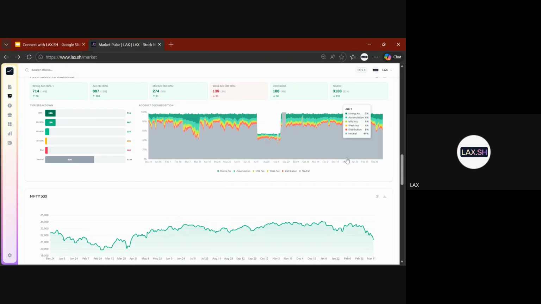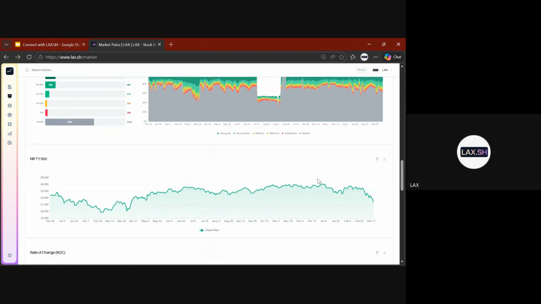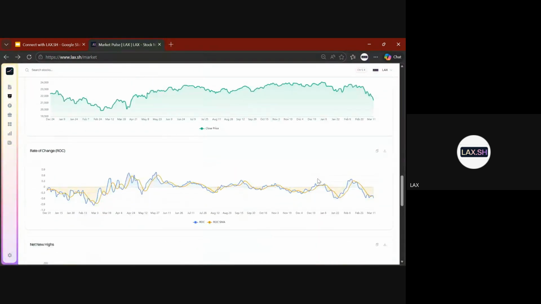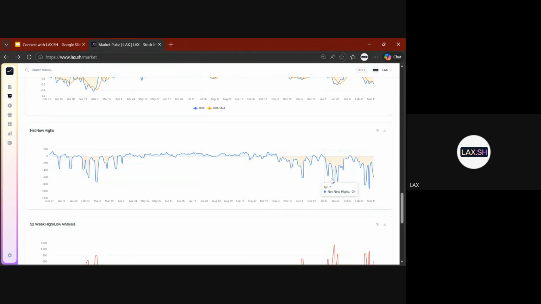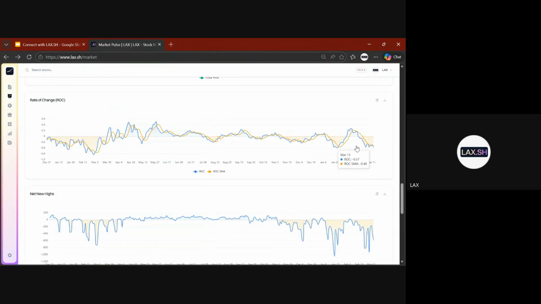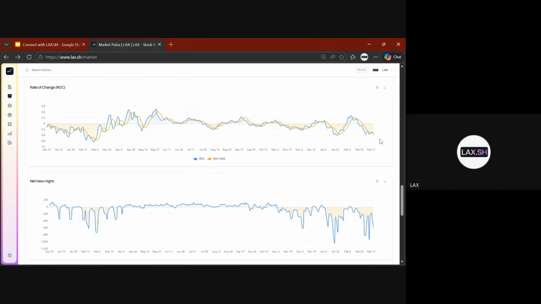So this will happen, always. You just have to study and use. Rate of change generally marks the bottoms and all. Sometimes it fails, like it failed here, right? But who knows? Monday, Tuesday, it might again turn good.